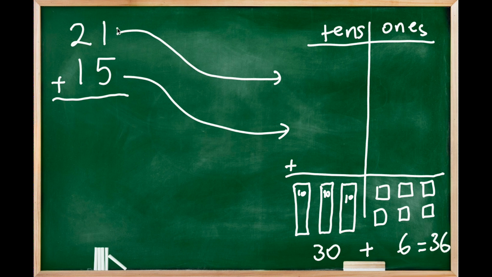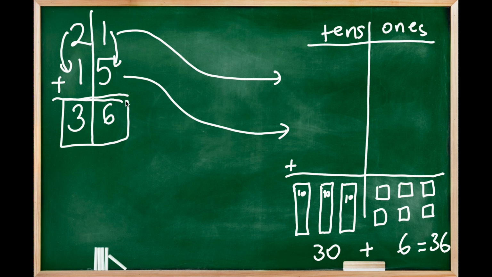So what we did here, basically we added 1 and 5 in the ones place. 1 plus 5 is 6, and I added the 10s place. If you remember from the 10 rods, 2 plus 1 is 3. So we have the same result.